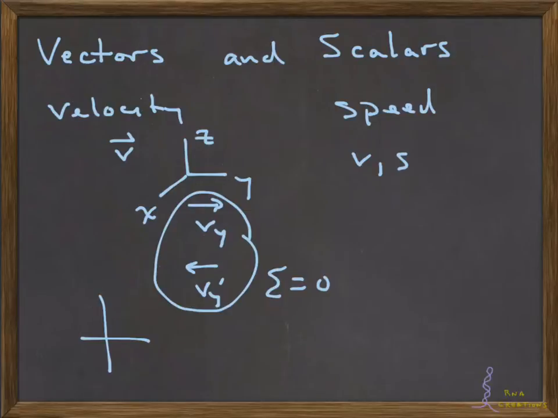So if I take this first guy and I add them head to tail, and I put v sub y like that, here is the head and here is the tail. Then I'll take this guy and I'll put its head on this guy's tail. That's what it means to add them head to tail. Now I'll put v sub y prime back, and you can see I'm back to where I started, and so their sum is 0. If I were to add together these two speeds, they would not add to 0 because it's just the magnitude.